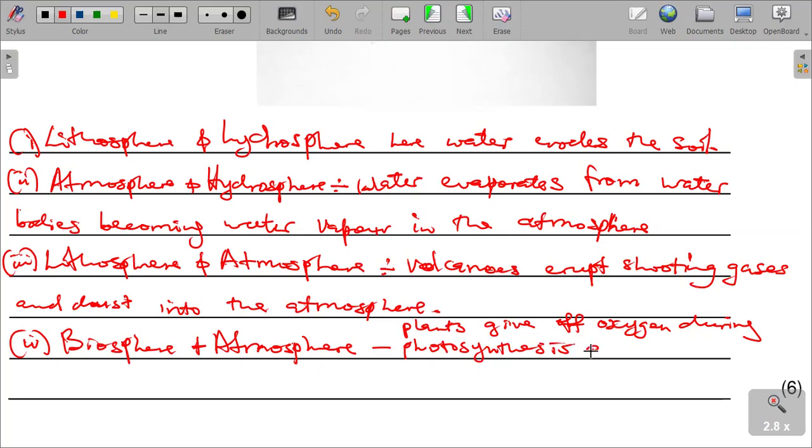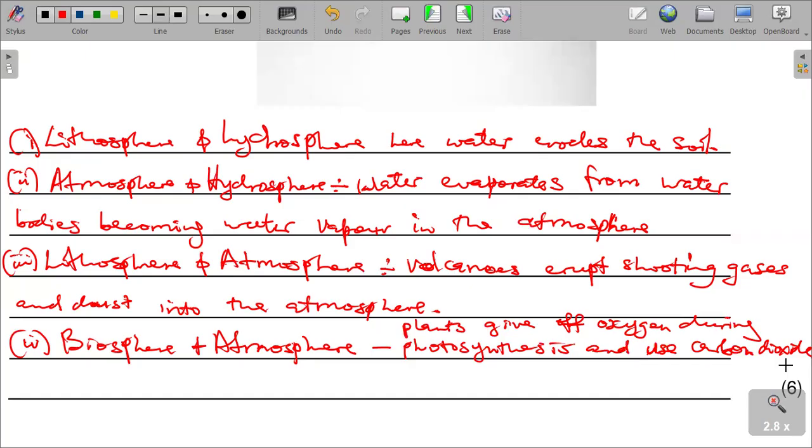And they also use what? They use carbon dioxide. They give off oxygen during photosynthesis and use carbon dioxide during the same process. We might also just need to comment on the biosphere and the atmosphere.